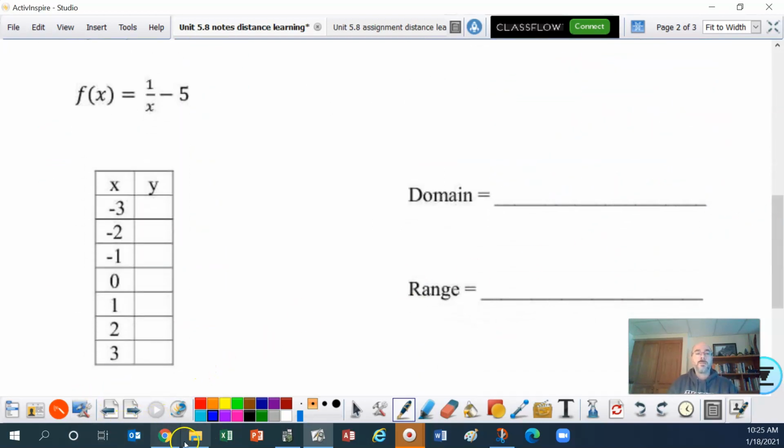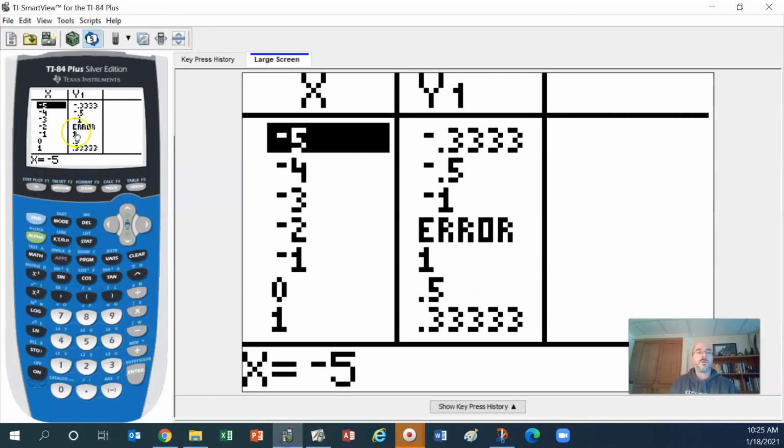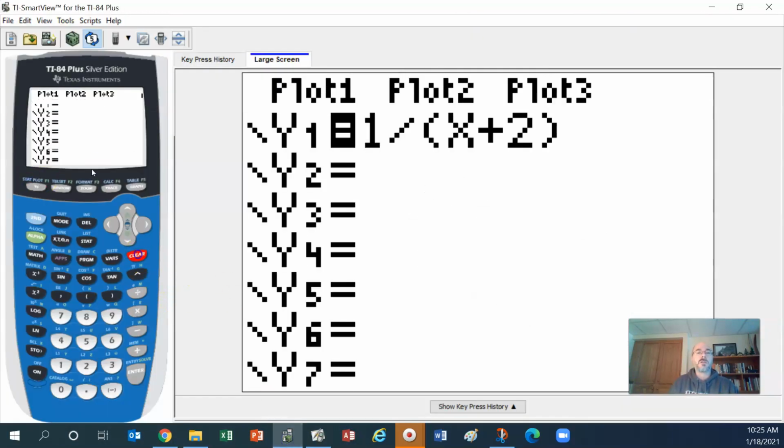So I'm going to go ahead and put this into my calculator. I'm going to go to my y equals. I'm just going to start over. So 1 divided by x. Now I don't use parentheses on that, and I'm just going to put a -5 behind that. All right, I'm going to go to the table.